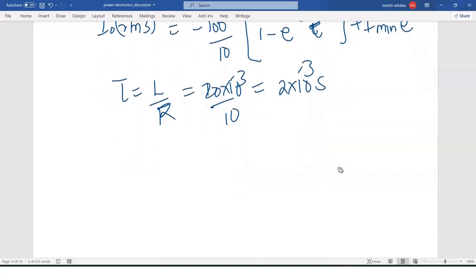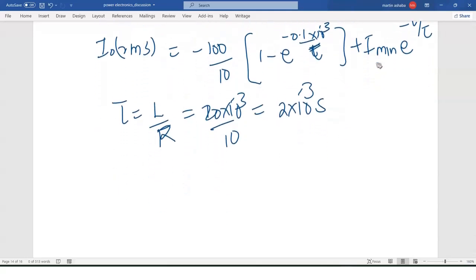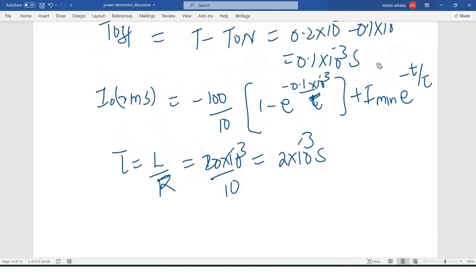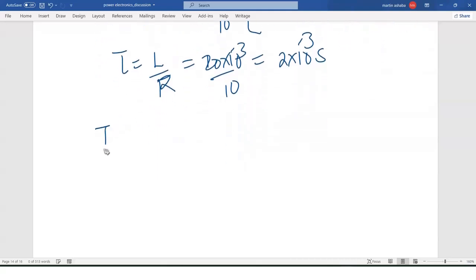So that is the time that it takes for the inductor to have its current rise or fall to 0.632 of the maximum or of the minimum value. So now what do we remain with here? We just substitute in our values. When we substitute in, we also need to get the I min.